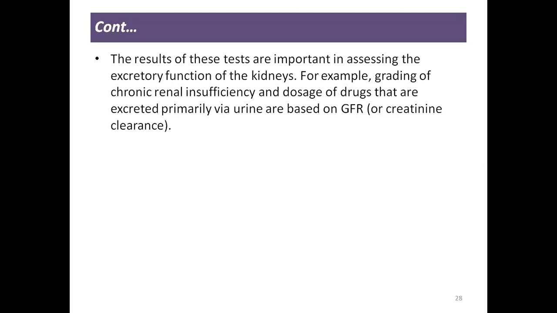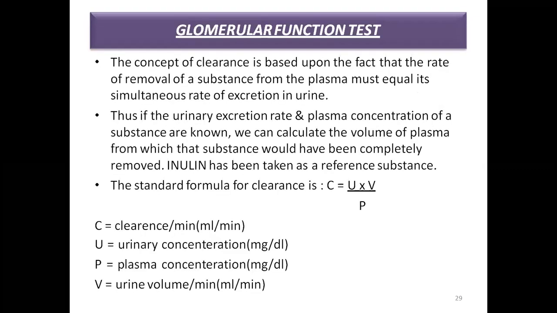For example, grading of chronic renal insufficiency and dosage of drugs that are excreted primarily via urine are based on GFR, that is glomerular filtration rate, and the creatinine clearance. Let us start with the glomerular function test, which tells whether your glomerulus is functioning right or not.